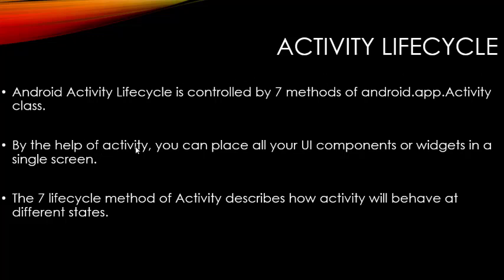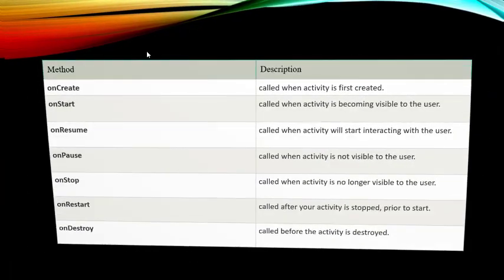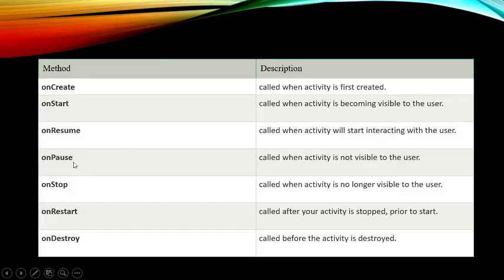With the help of an activity, we can place all our UI components or widgets in a single screen. These 7 methods of the activity lifecycle are very important. They define the behavior of the activity while it is transferred from one state to another state. As we can see here, these are the 7 methods of the activity. All these methods are used to transfer the activity from one state to another state.